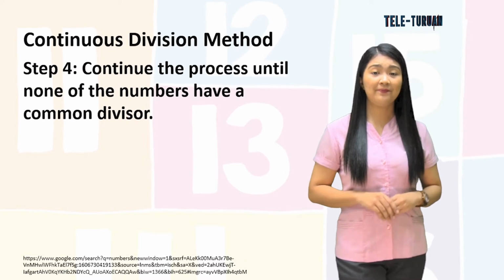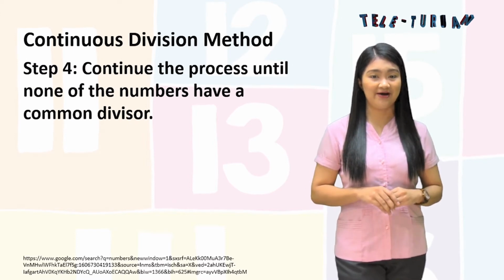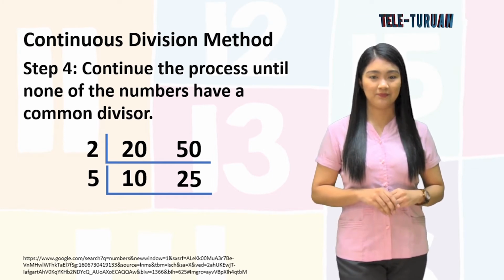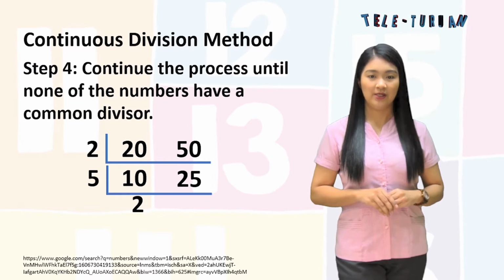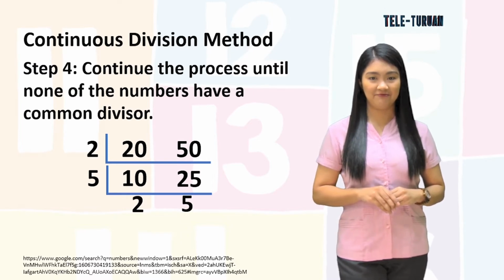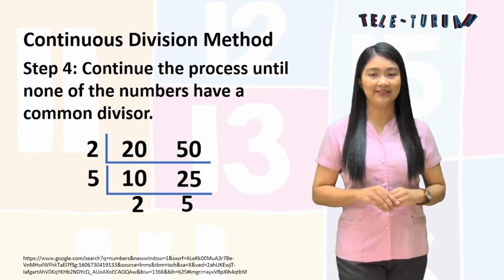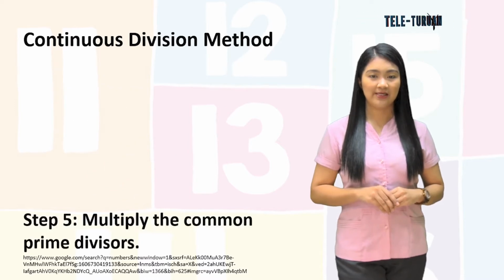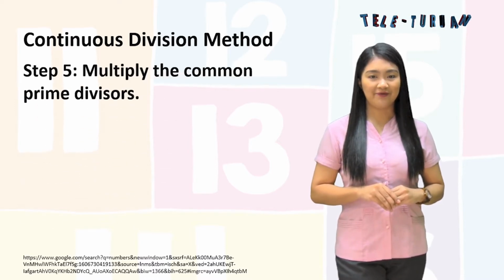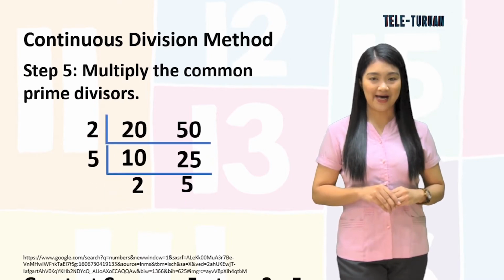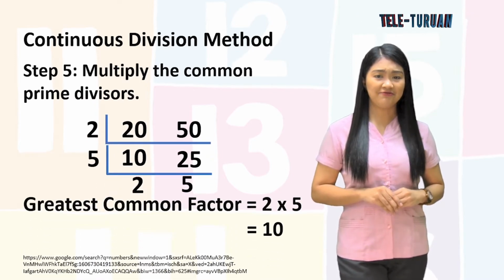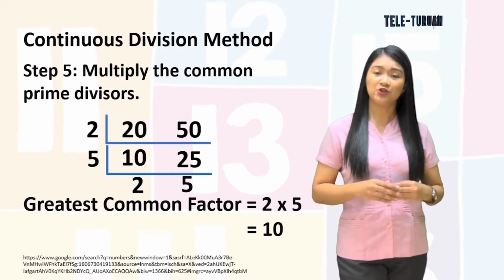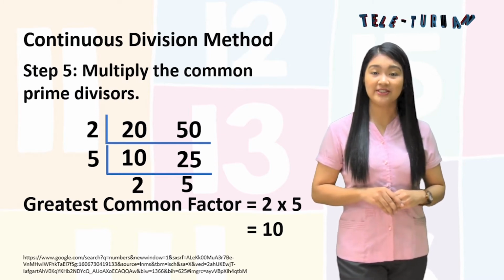Step 4. Continue the process until none of the numbers have a common divisor. 5 is a prime number that can divide 10 and 25. 10 divided by 5 is 2. 25 divided by 5 is 5. The quotients are relatively prime. Therefore, 2 and 5 are our last quotients. Step 5. Multiply the common prime divisors. 2 times 5 is equal to 10. The greatest common factor or GCF is 10. The answer to the problem is 10 packs. As you can see, we arrive at the same answer using the three methods.